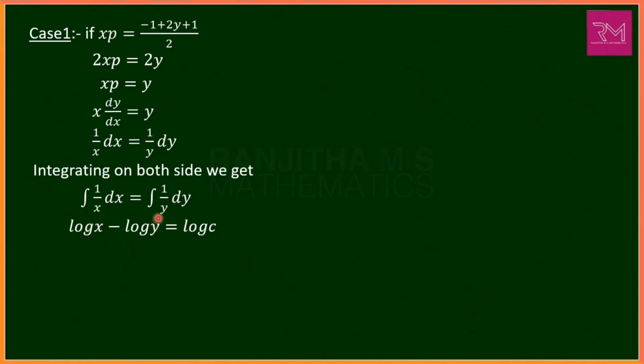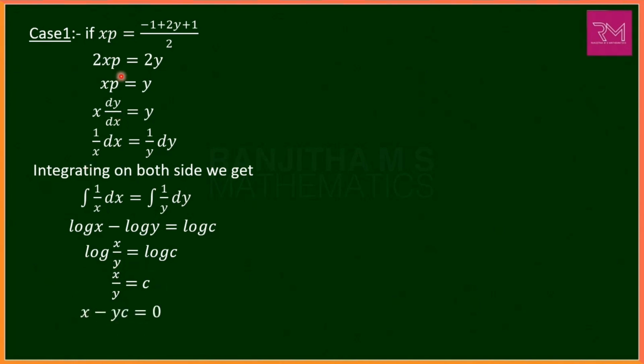Here this is of the form log m minus log n, so we can take it as log of m by n, that is log of x by y which is equal to log c. Here cancelling the log term, we get x by y which is equal to c. Here multiply y to the c and take that value to the left hand side, we get x minus yc which is equal to 0.